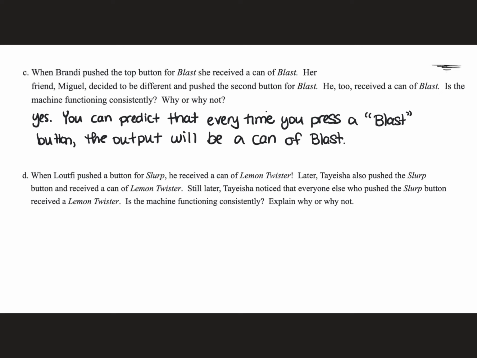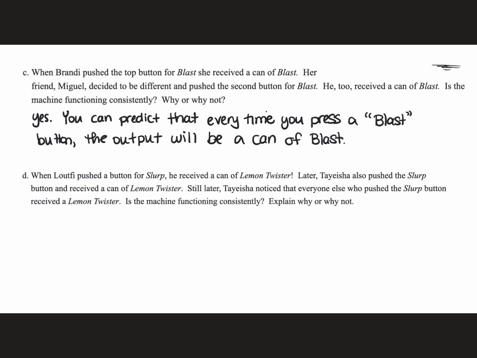Okay, when Lutfi pushed a button for Slurp, he received a can of Lemon Twister. Later, Taisha also pushed the Slurp button and received a can of Lemon Twister. Still later, Taisha noticed that everyone else who pushed the Slurp button received a Lemon Twister. Is the machine functioning consistently? Explain why or why not. So again, take a second, answer this question, and then we'll come back and talk about it.